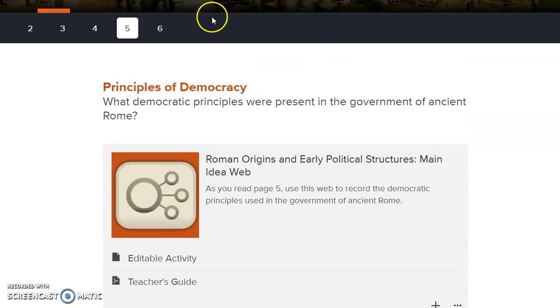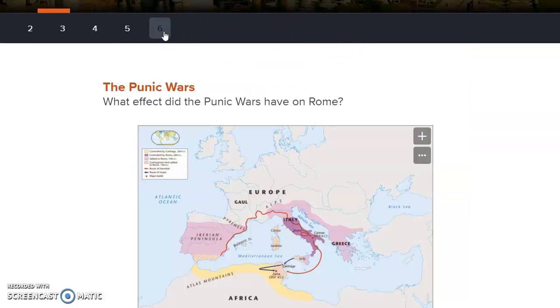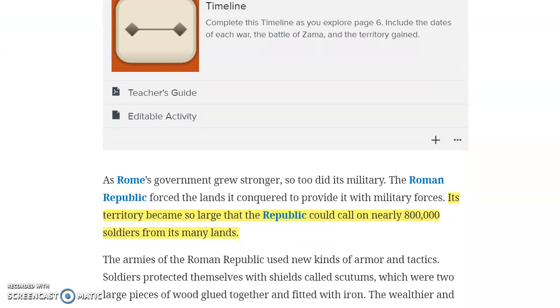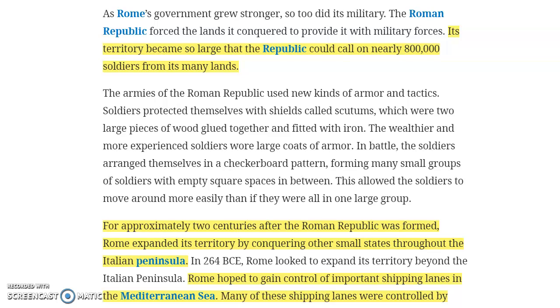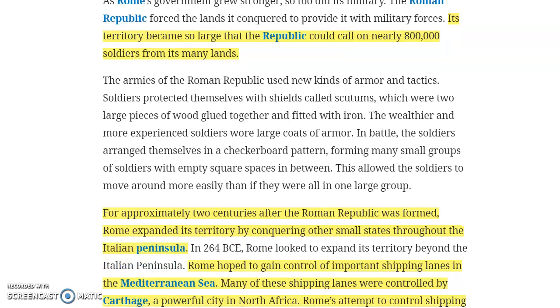The last page on this part of the textbook talked about the Punic Wars. So that just was basically how Rome was expanding its empire. Rome started in the very central part of Italy, and it grew to be a really large empire. So they just kept conquering more and more land. Its territory became so large that the Republic could call on nearly 800,000 soldiers from its many lands. So if they needed to go to war, they had 800,000 soldiers.